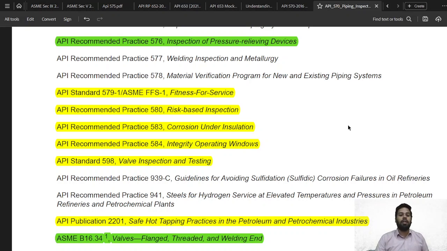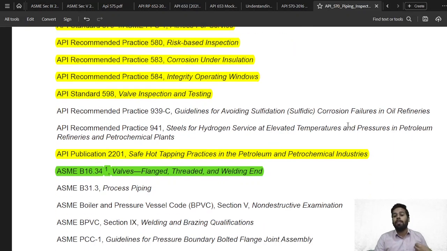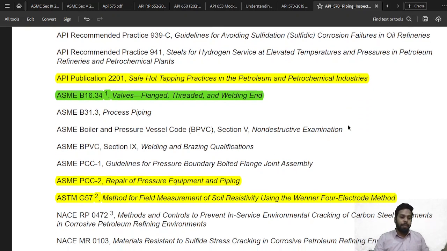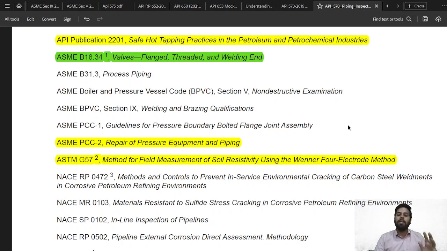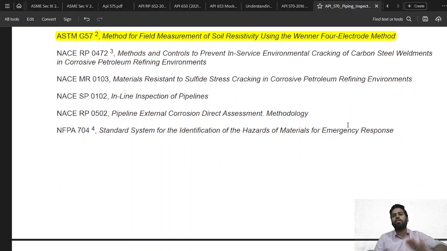580 is for risk-based inspection. 583 is for corrosion under insulation. 584 is for integrity operating windows. 598 is for valve inspection and testing. 2201 is for hot tapping practices. B16.34 is valves, flanged, threaded and welding end. B31.3 is process piping. PCC-2 is repair of pressure equipment and piping. All of these are used and referenced throughout this code. You don't need to remember all of these things, but some of these documents you have already seen in the body of knowledge. So you don't need to remember each and every name, but you need to understand that this document is made by referencing some other documents.